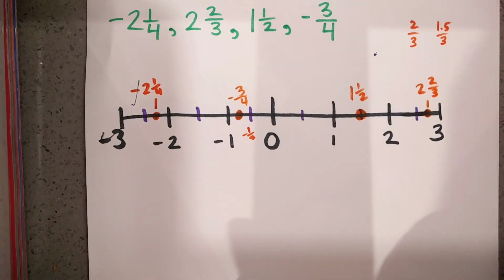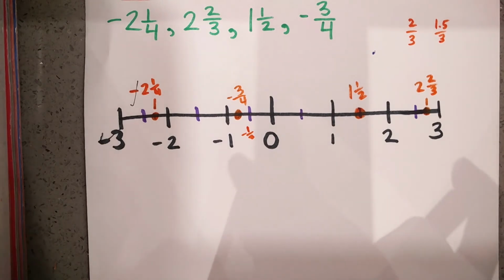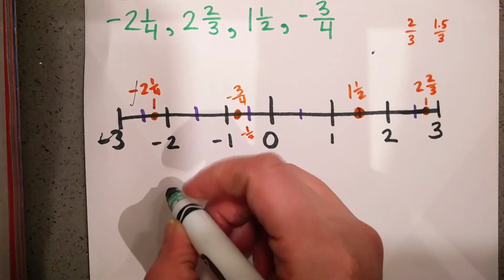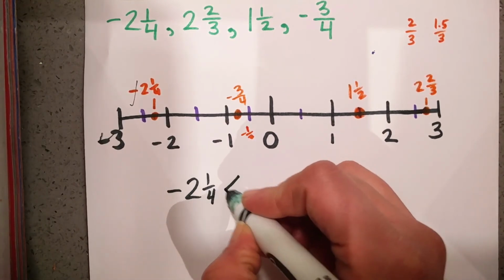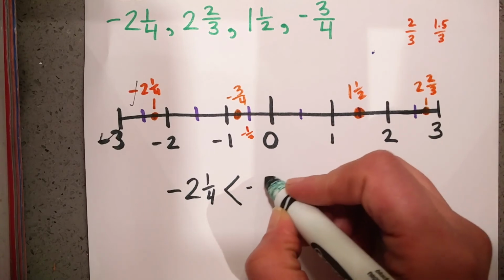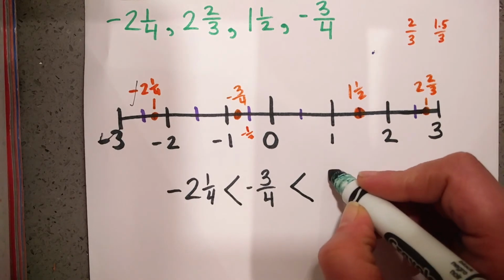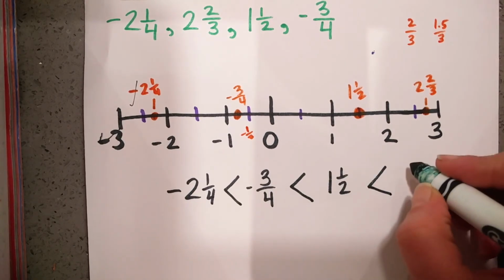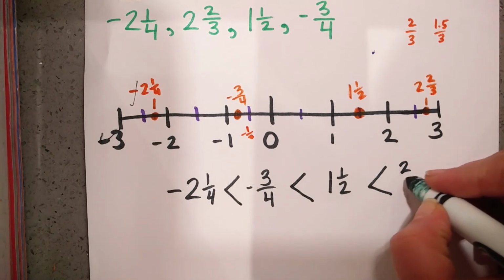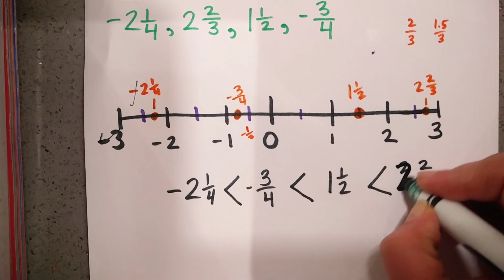So if I wanted to write these in order from least to greatest or greatest to least, I could do that quite simply. I could say that negative 2 1/4 is less than negative 3/4, which is less than 1 1/2, which is less than 2 2/3. Should make that 2 a little bit bigger. It's 2 whole.